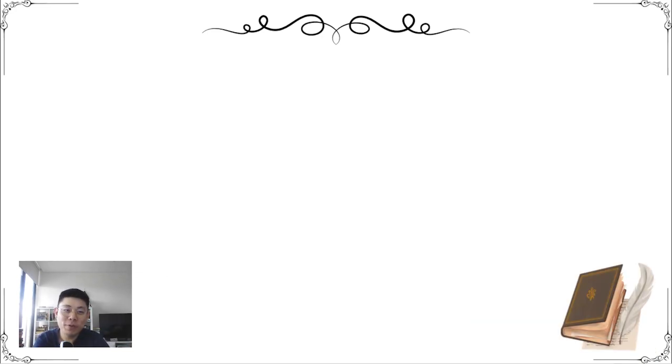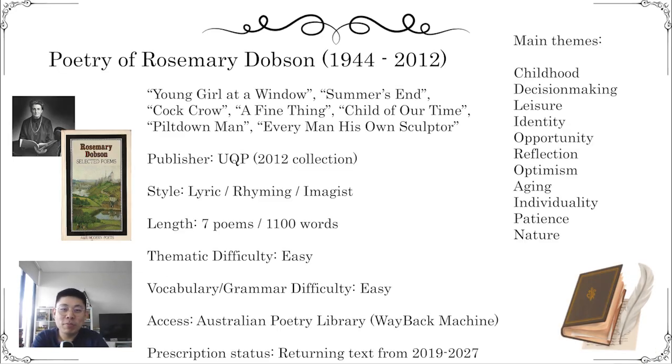Moving on to poetry, the first poetry text is collected poems from Rosemary Dobson. There are 7 poems in this collection: Young Girl at a Window, Summer's End, Cock Crow, A Fine Thing, Child of Our Time, Piltdown Man, and Every Man His Own Sculptor.